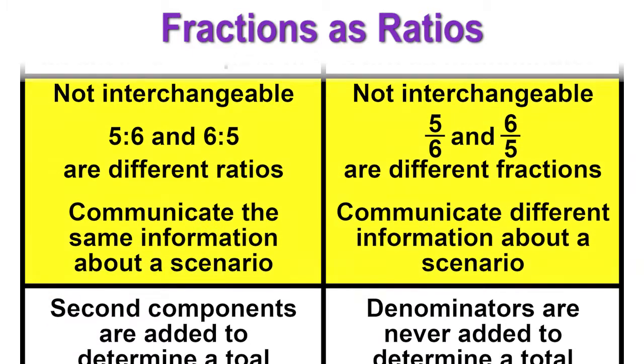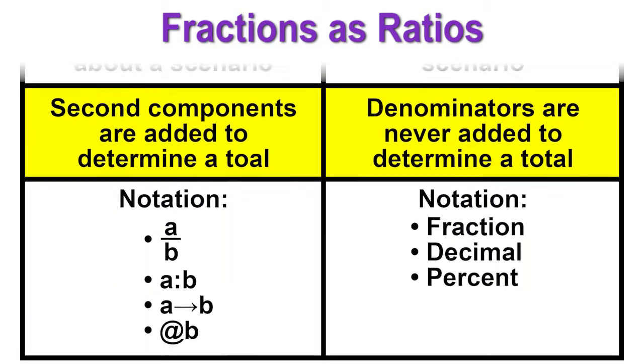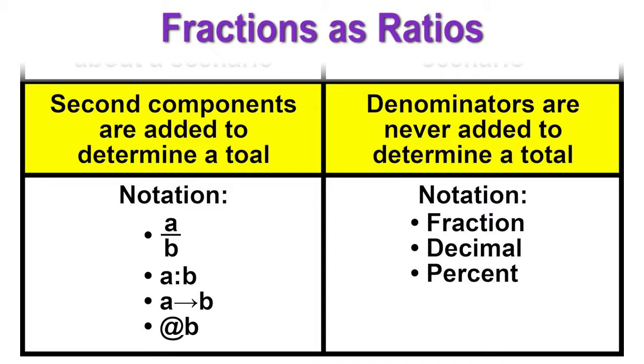Ratios and fractions are not interchangeable. However, ratios communicate the same information, whereas fractions do not. The second component in ratios can be added to determine a ratio total, whereas denominators are never added together to get a total with a fraction. They also have different notations.